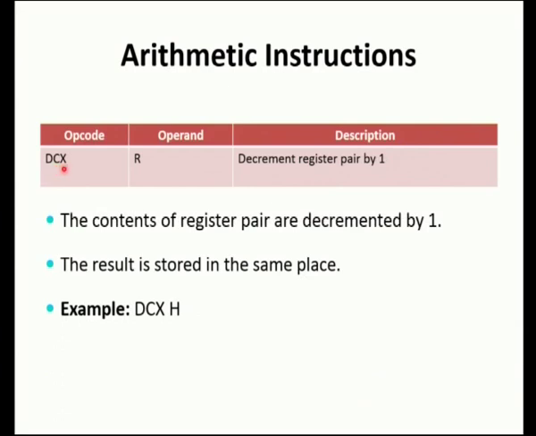Another one is DCX RP, the register pair. The content of the register pair is decremented by 1, and the result is stored in the same register. DCX H: this is the HL register pair. The HL register pair value was 4555. After executing this instruction, this value is reduced by 1 and becomes 4554. Only the LSB value, the lower register L value, is reduced by 1.